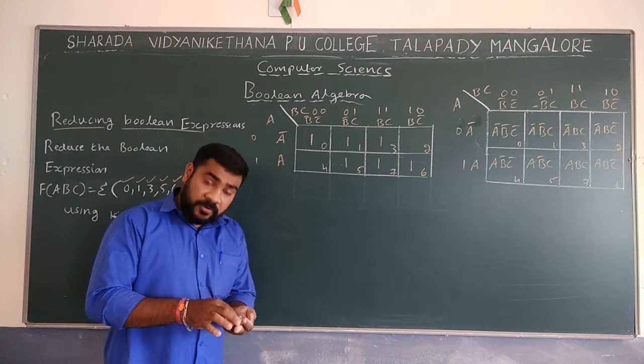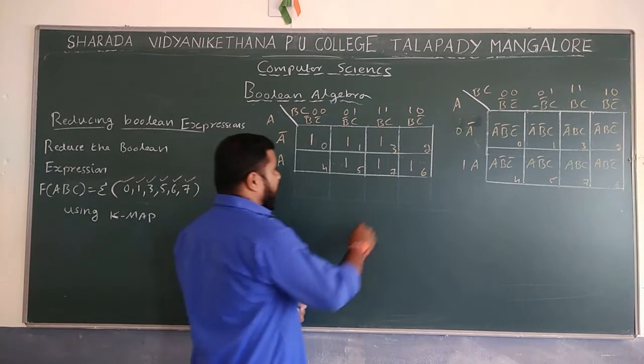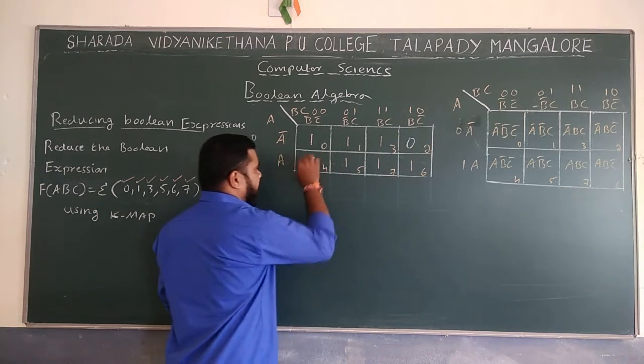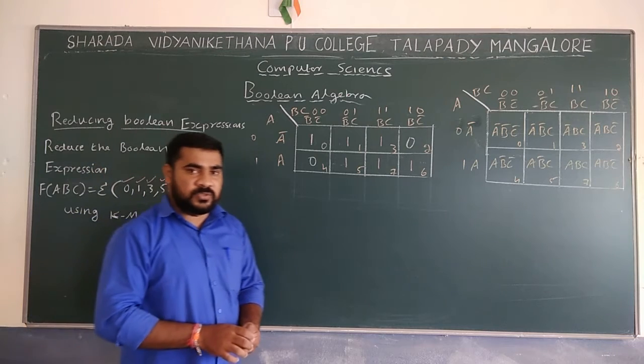The remaining cells, what do we have to do? The remaining cells we have to mark as 0. So 2 cells are remaining, and those cells we have to mark as 0.